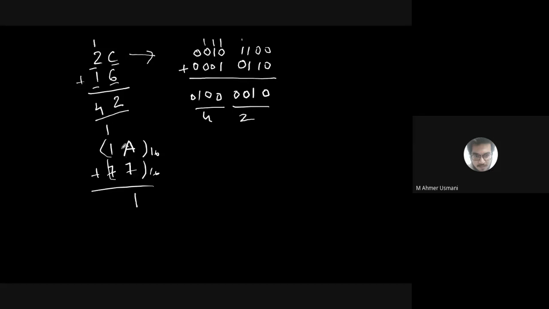After that, 7 plus 1 is 8. 8 plus 1 is 9. So 91 should be the answer. Are you getting it through binary also? Yes, sir. Okay.